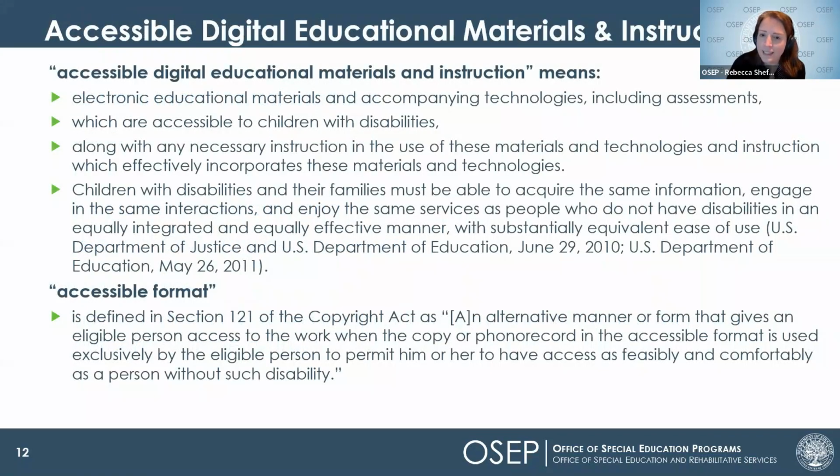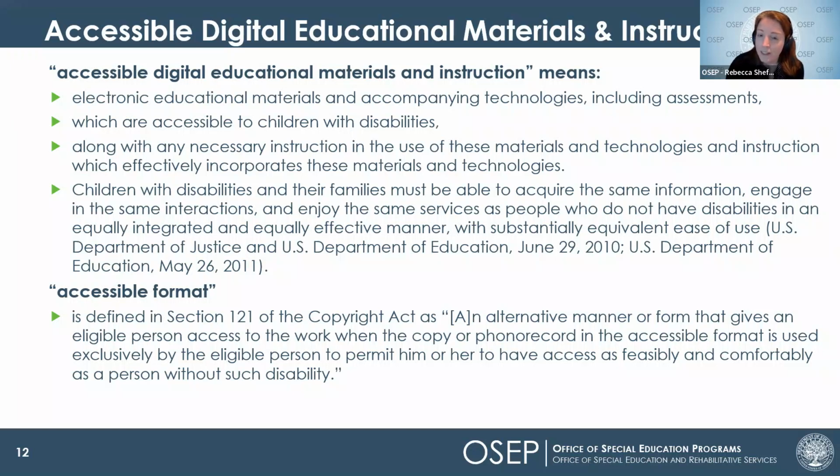In this notice, accessible digital educational materials and instruction means electronic educational materials and accompanying technologies, including assessments, which are accessible to children with disabilities, along with any necessary instruction in the use of these materials and technologies, and instruction which effectively incorporates these materials and technologies. Children with disabilities and their families must be able to acquire the same information, engage in the same interactions, and enjoy the same services as people who do not have disabilities in an equally integrated and equally effective manner with substantially equivalent ease of use.